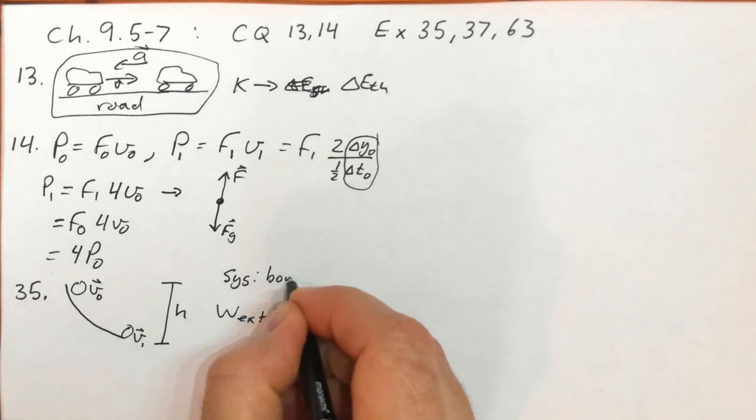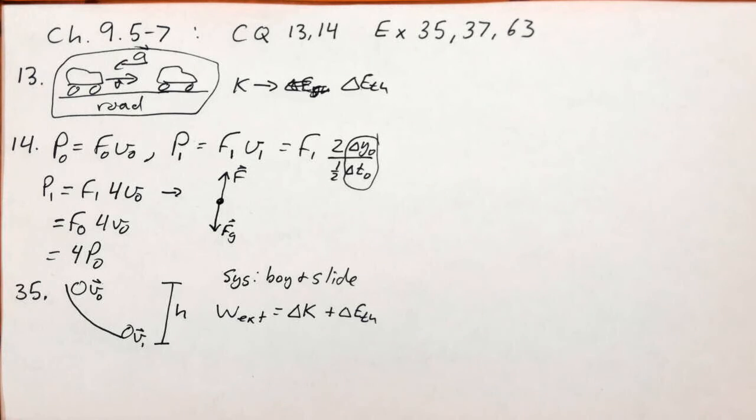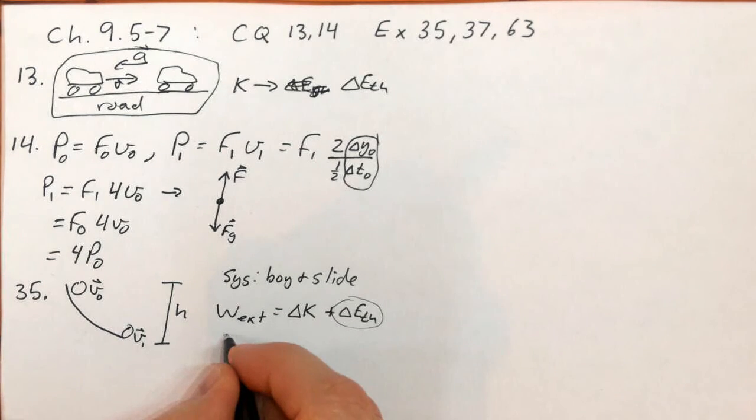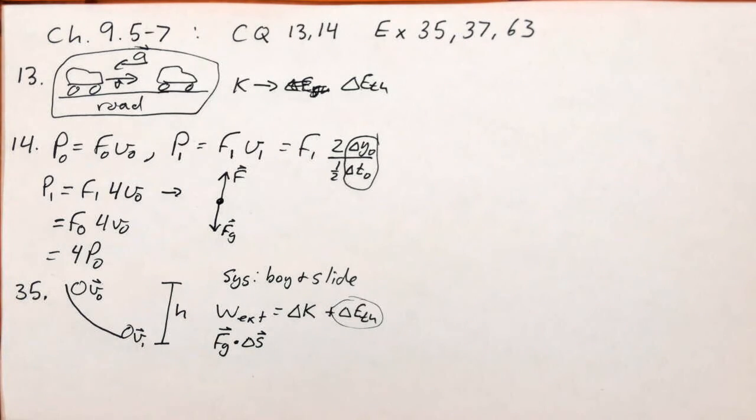We say it's the boy and the slide, both of them together. That means we can include this in our system, which means the only thing that's external would be the force of gravity, which is constant, dotted with the displacement, delta S. And in this case, the force of gravity is always down, so the only piece of the displacement I care about is the vertical distance. So that's just mgh then, mg times the vertical displacement.